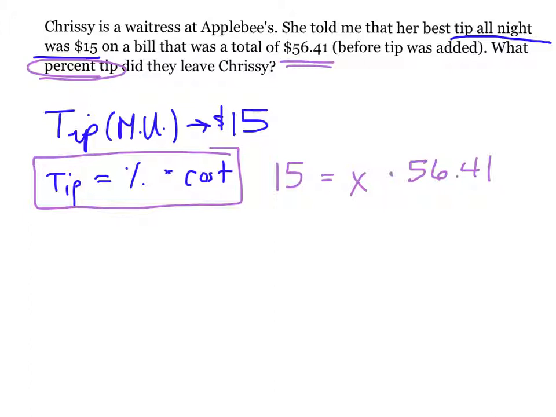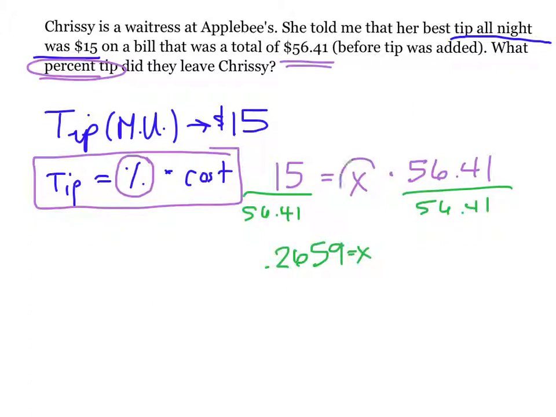To solve, we divide both sides by 56.41, and we end up with 0.2659 equals X. However, what I want to point out here, remember that when we put this percent or this X, it's not in percent form. This is in decimal form. And we need to change it to a percent.